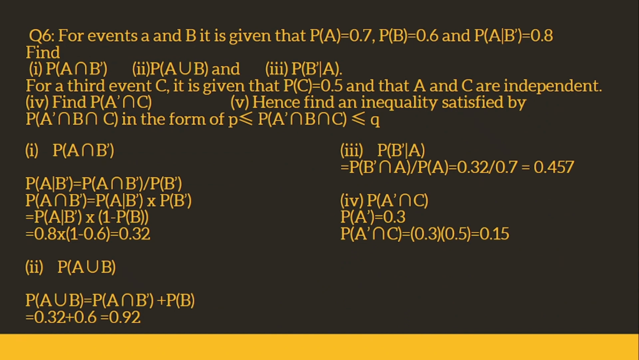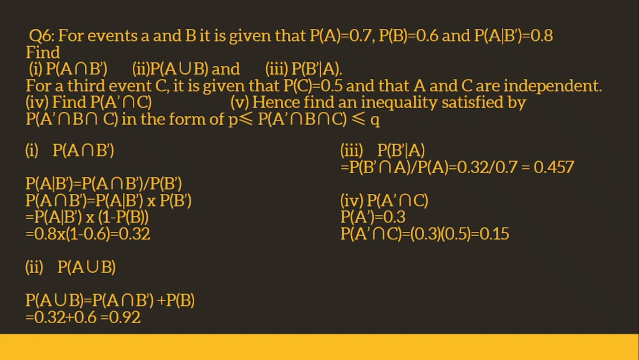Then for the next question, for events A and B, it is given that the probability of A is equal to 0.7, the probability of B is 0.6, and the probability of A given B prime is equal to 0.8. So I want you to find the probability of A intersecting B prime, the probability of A union B, and the probability of B prime given A. Then there's the next part.